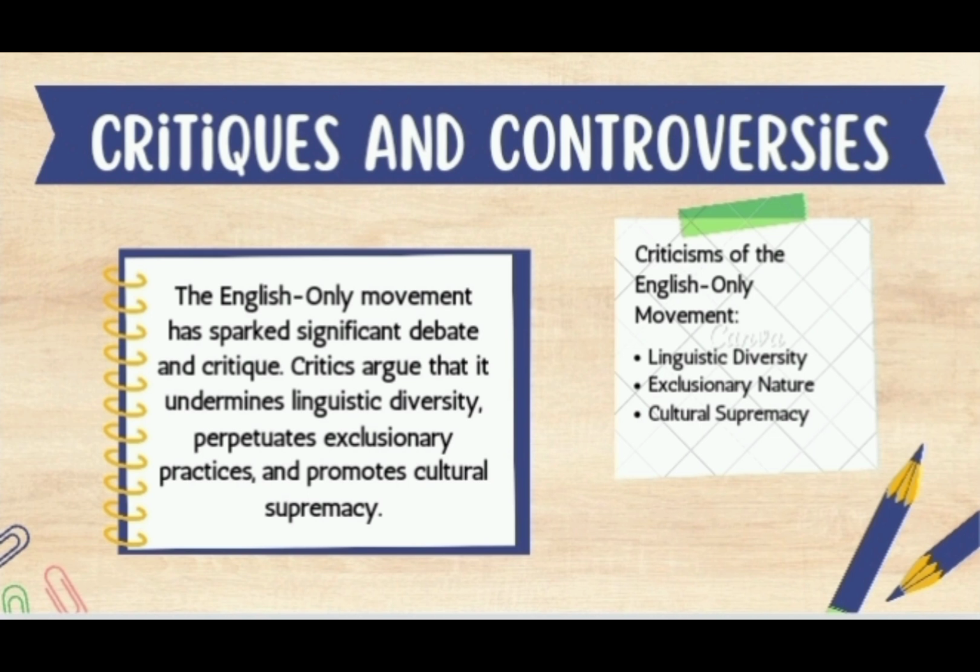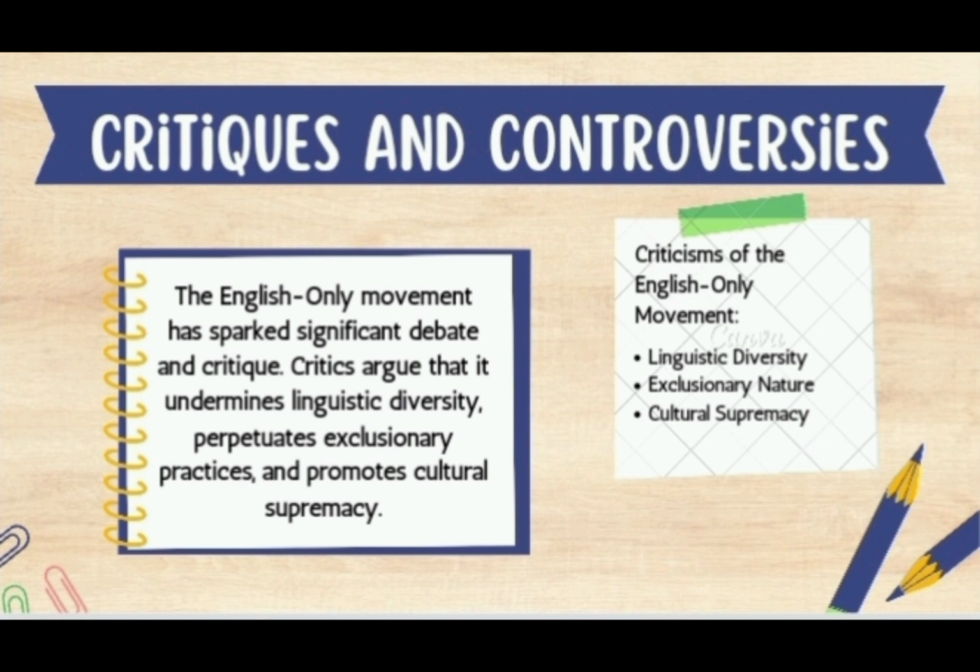So for the linguistic diversity, critics argue that the English-only movement disregards the rich linguistic diversity present in the United States, marginalizing non-English speaking communities and undermining cultural pluralism. So this means the critics argue that the English-only movement ignores the diverse languages spoken in the United States. For example, Spanish, Chinese, and other languages are prevalent in many communities. By promoting English as the only language, it sidelines these linguistic communities and undermines their cultural richness.